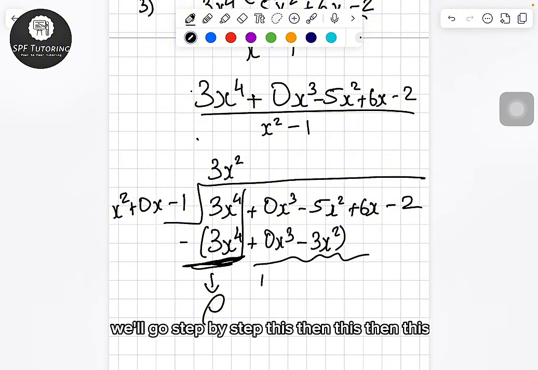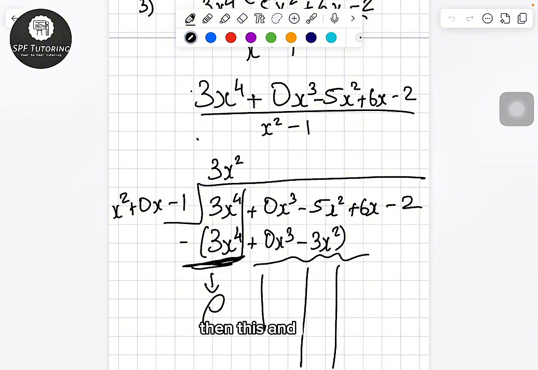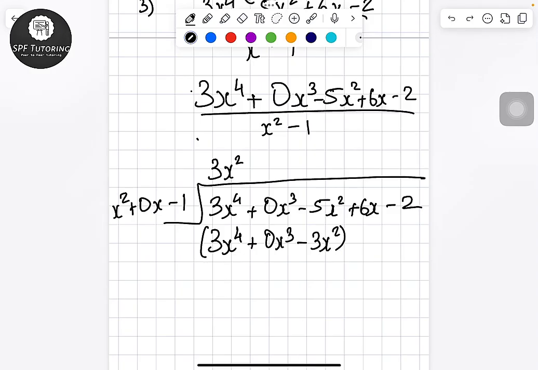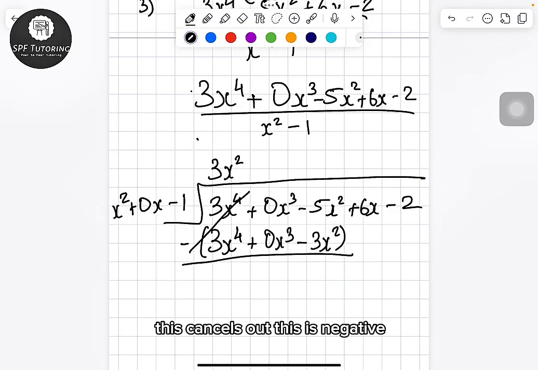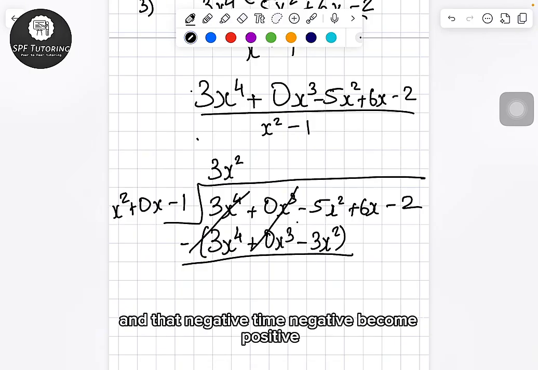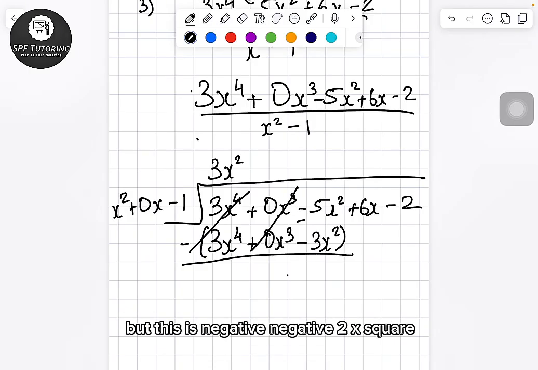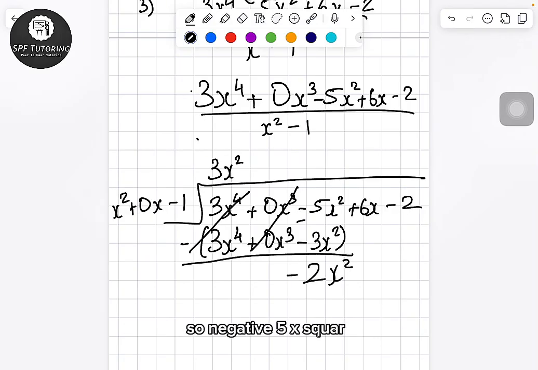We'll go step by step. This, then this, then this, then this, and so on. So we put a negative sign. This cancels out. This is negative. That also cancels out. And that negative times negative will become positive. But this is negative 2x squared. So negative 5x squared plus 3x squared is negative 2x squared. So then we pull up this. So we put plus 6.